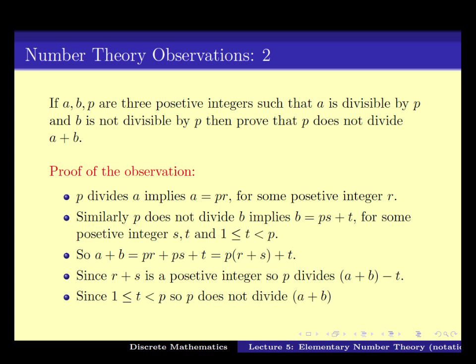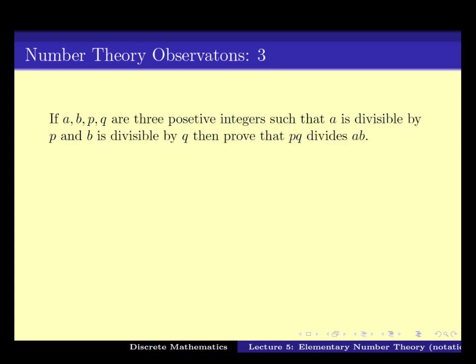Now let us see the third observation. So if a, b, p and q are 4 positive numbers, so there is a mistake here, it is not 3, it's 4 positive integers, such that a is divisible by p and b is divisible by q, then we would like to show that pq divides ab.